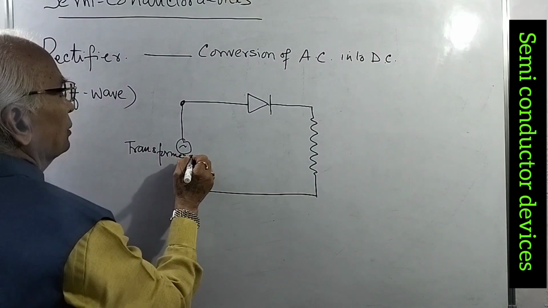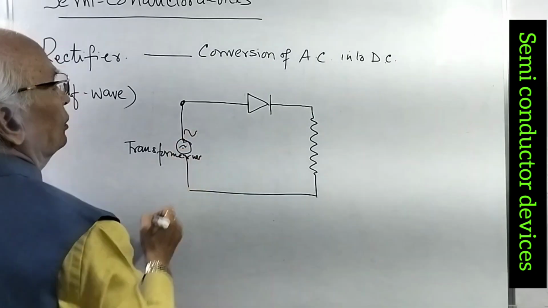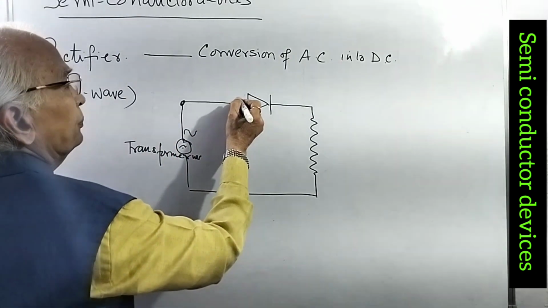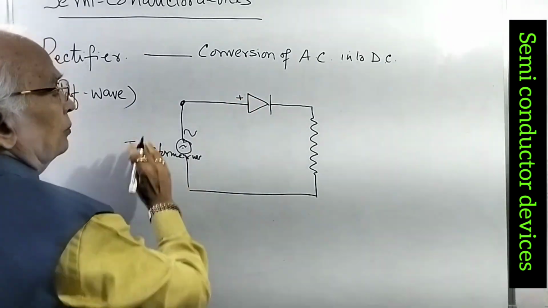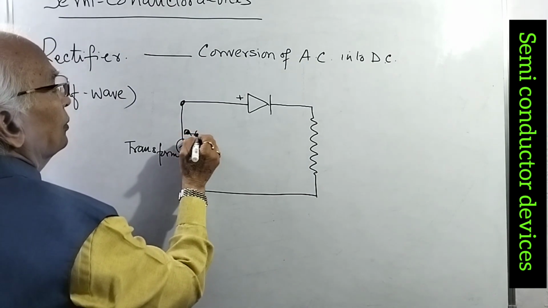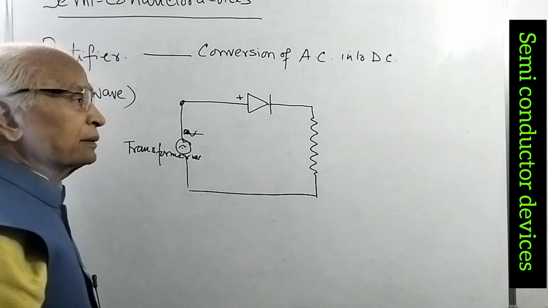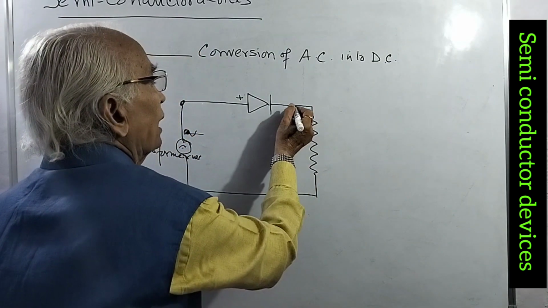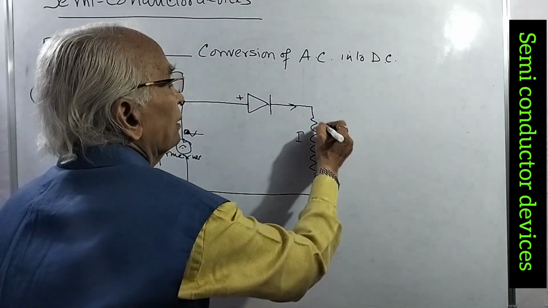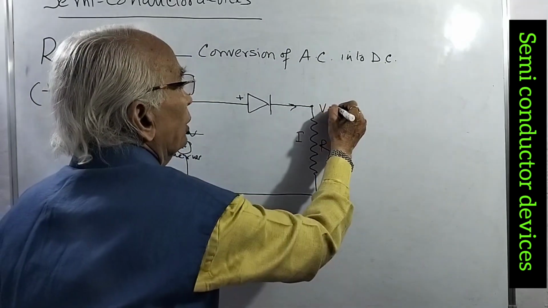Low voltage transformer. This is giving alternating voltage, alternating current, plus minus. Here, when this is positive, plus side, what happens? This conduction will be there, the diode conducts, and there is a current I flowing here through resistance R. There is an IR drop here, and we get a potential drop here.